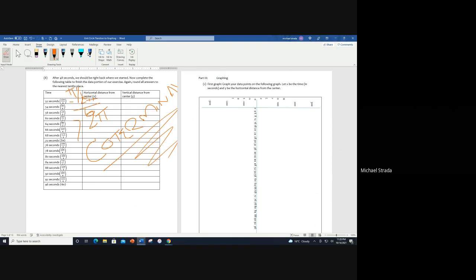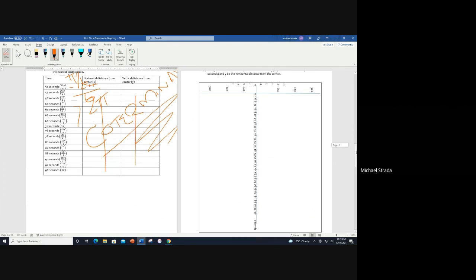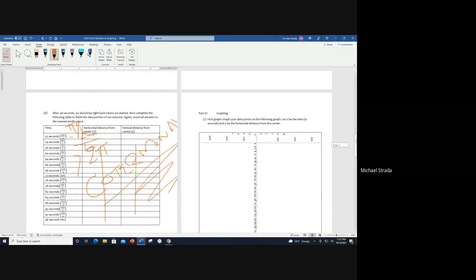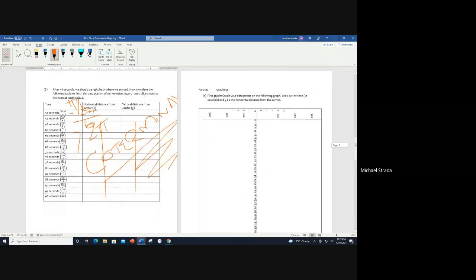So now you're going to use your coterminal angles. And then you'll have some more points here and there, again, some positive, some negative. And then the last part of this involves graphing. First graph your data points in the following graph. Let x be the time in seconds and y be the horizontal distance.